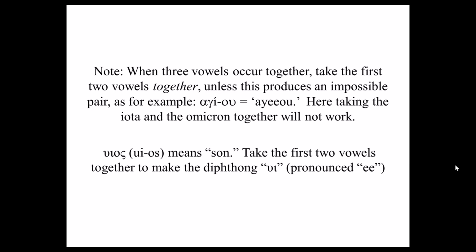Now, there's the word for sun. That's a good one. Eos means sun. That EI, epsilon iota, sounds like an E. It's one of the E sounds. So eos, take the first two vowels together to make the diphthong EI pronounced E. Eos is sun. Eos.